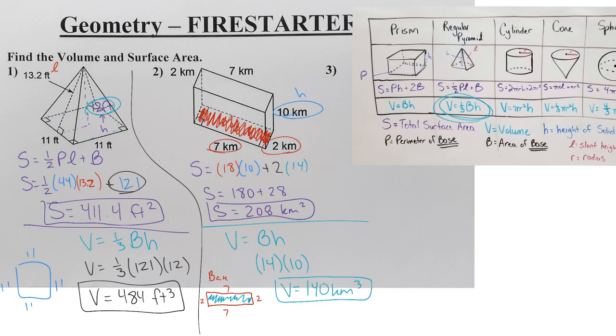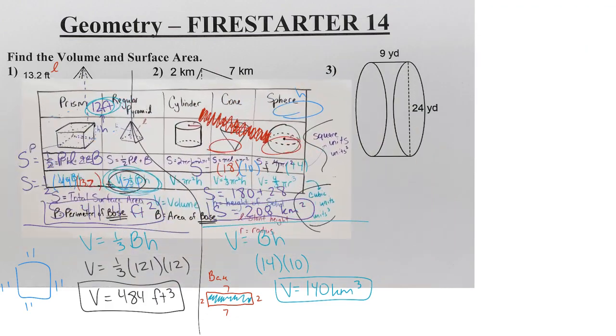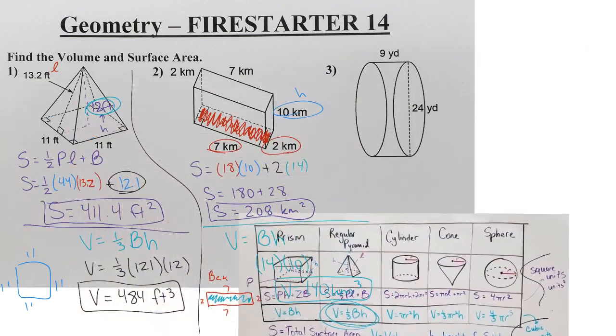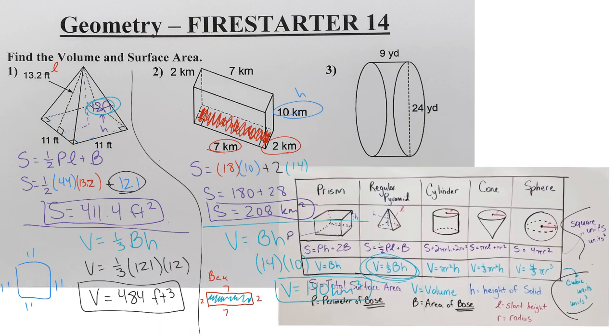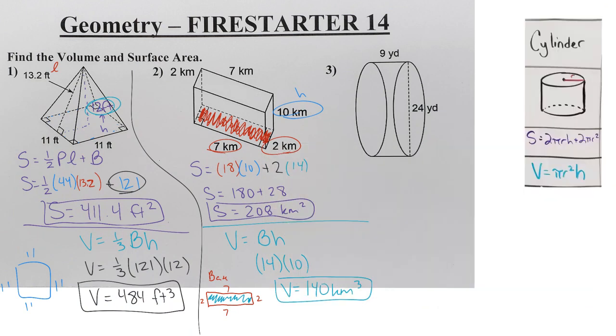Last one we're going to do, and then we're finally done, is we're going to talk about a cylinder. So the cylinder says find the radius. All you need is the radius and the height. So remember, this is a diameter. So 24 is a diameter. So the R is always half of that, so R is 12 yards.